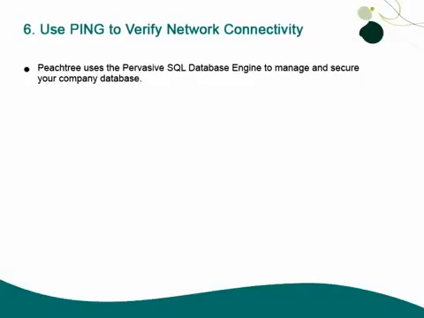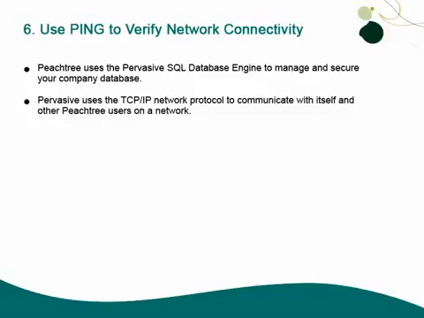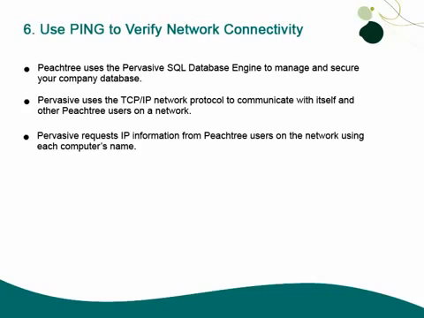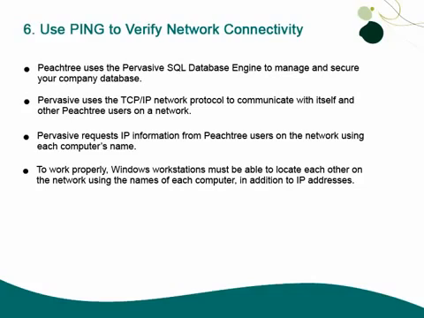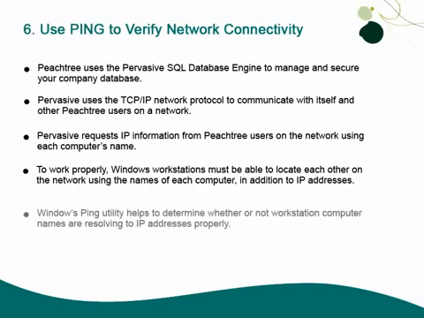Peachtree uses the Pervasive SQL database engine to manage and secure your company's database and uses the TCP/IP network protocol to communicate with itself and other Peachtree users on a network. Pervasive will request IP information from Peachtree users on the network using each computer's name. From this name, it will determine the IP address of a computer so that they can send and receive Peachtree data freely. For this to work properly, your Windows workstations must be able to locate each other on the network using the names of each computer in addition to IP addresses.